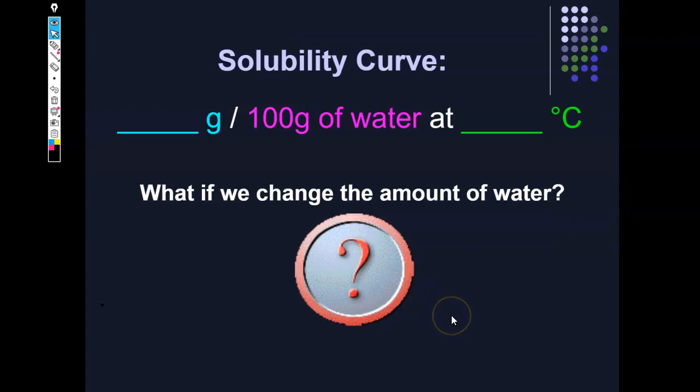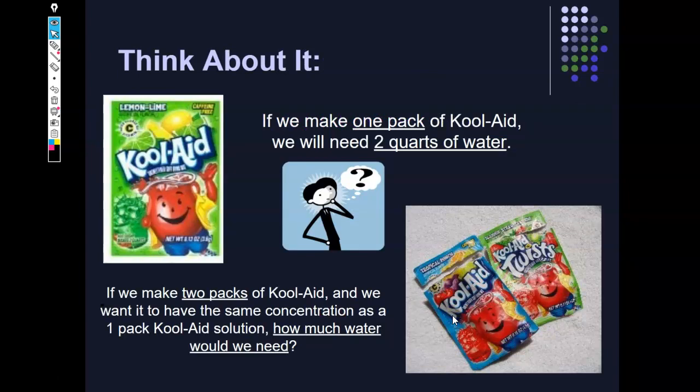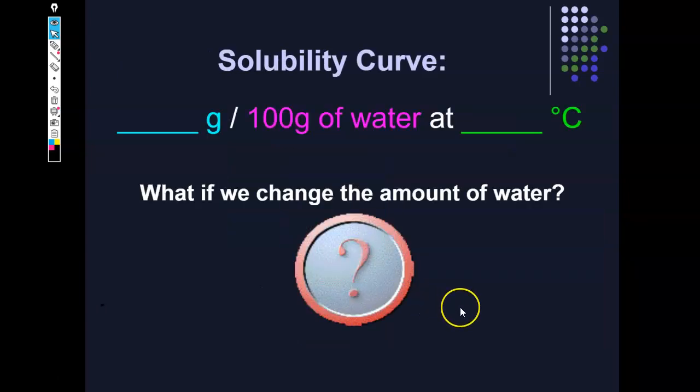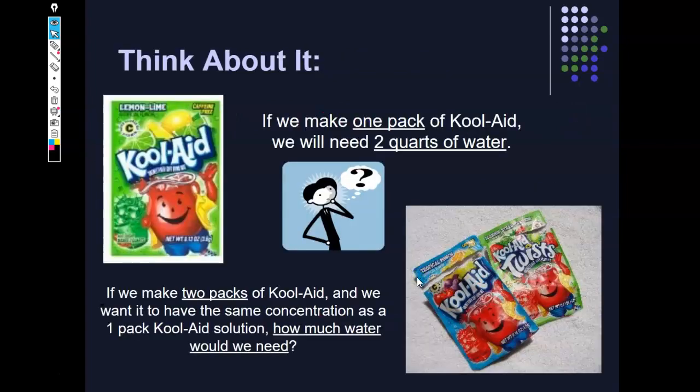All right, so oftentimes we have to be able to draw a solubility curve. Let's go back one, where we are thinking about a change in the amount of water. What if we change the amount of water? How does this change the solubility? Okay, so think about it. If we make 1 pack of Kool-Aid, we will need 2 quarts of water. What if we make 2 packs of Kool-Aid? Well, then we need to double the amount of water to 4 quarts of water.